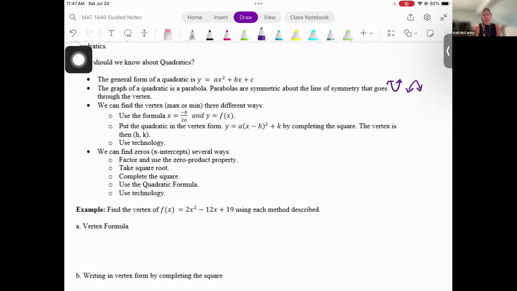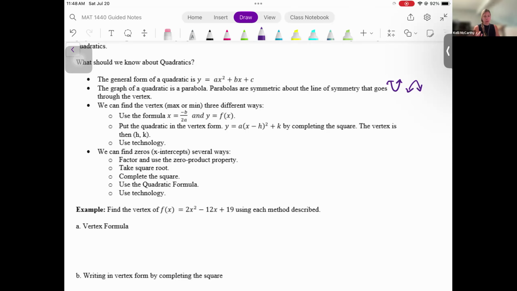We can put the quadratic into vertex form, y equals a times x minus h squared plus k. We do this by completing the square. The vertex is then the coordinates, or the ordered pair (h, k). We can also use technology to find the min or the max, which is that vertex.